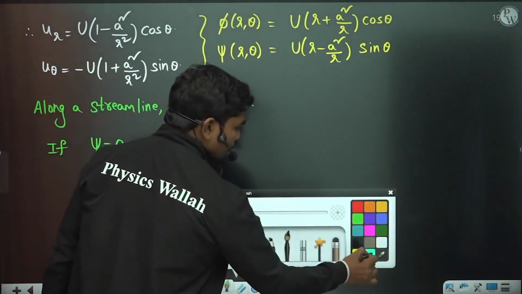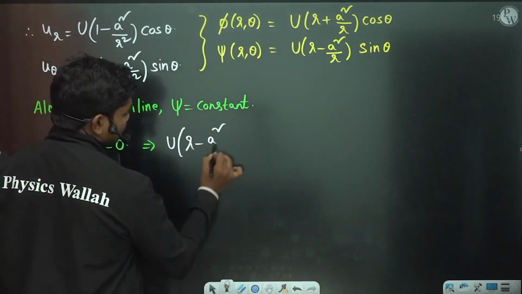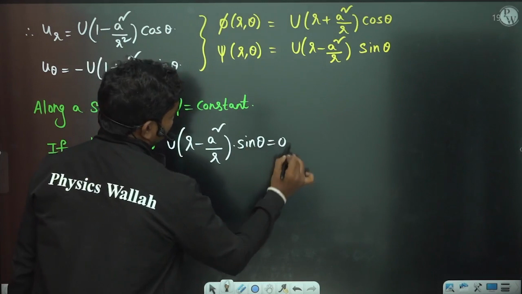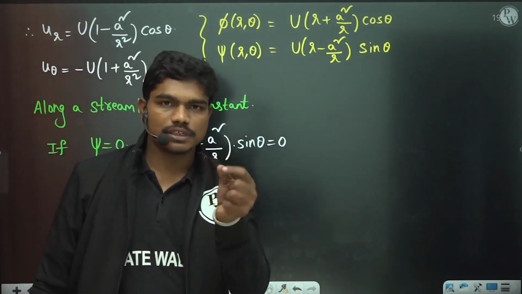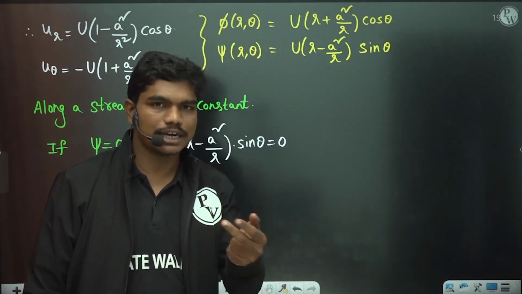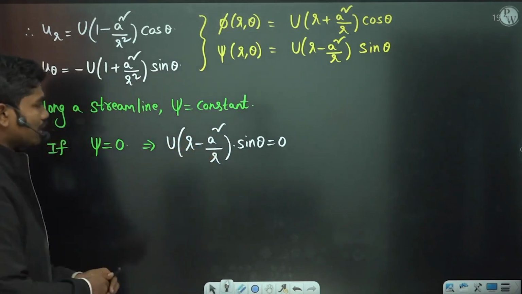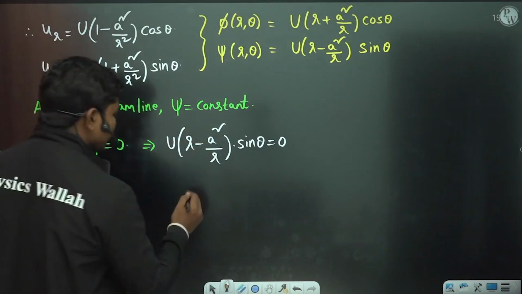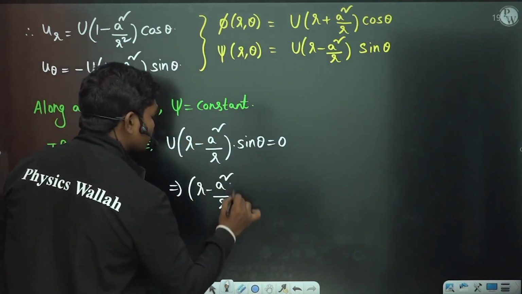Therefore, if psi is equal to 0, this implies U times (r minus a squared by r) into sine theta is equal to 0. But sine theta is 0 only at some finite number of points, at theta equal to 0, theta equal to pi, theta equal to 2 pi. But independent of theta, at any location, if psi has to be 0, this implies small r minus a squared by small r has to be 0.